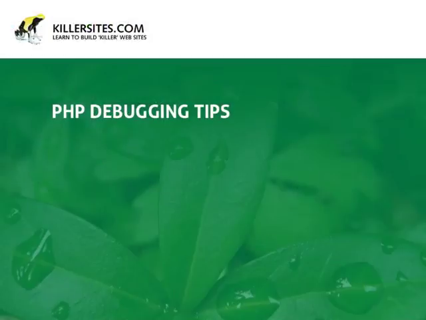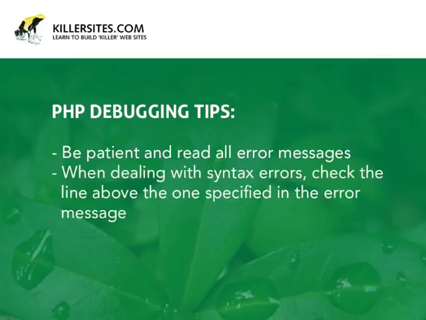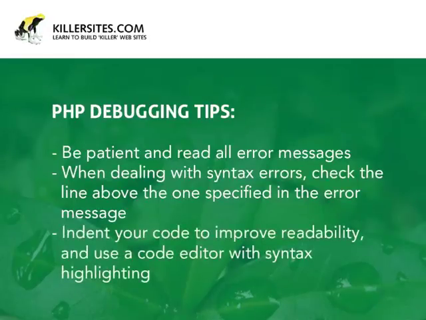With these 4 types of errors in mind, what can you do to help speed up the debugging process? First of all, be patient. The error message itself often explains the issue, so make sure you read that thoroughly. For syntax errors, check the line above the one indicated in the error message for incorrect syntax like missing semicolons, braces, etc. Make sure you're properly indenting your code to help improve readability, and use a code editor with syntax highlighting that color codes your code and helps you spot issues.